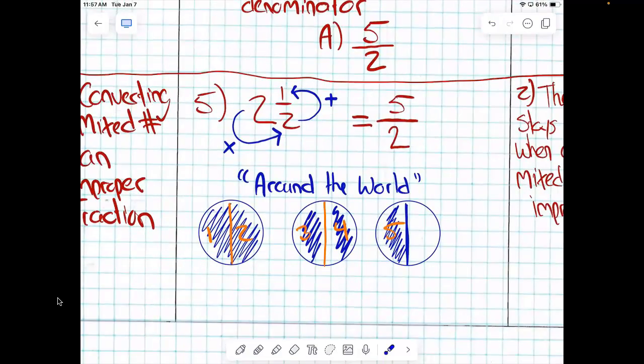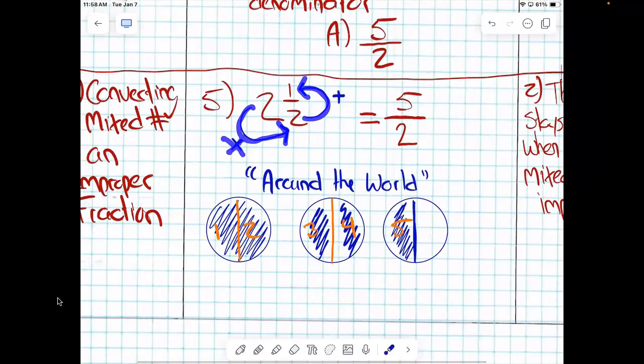You have your mixed number, which is your world. You draw an arrow from the whole number to the denominator and an arrow from the denominator to the numerator, yes or no? Yes. Then we multiply the whole number times the denominator, and we add that number to the numerator. So what is 2 times 2, you guys? 4. Plus this 1. 5. That becomes our numerator in the improper fraction.